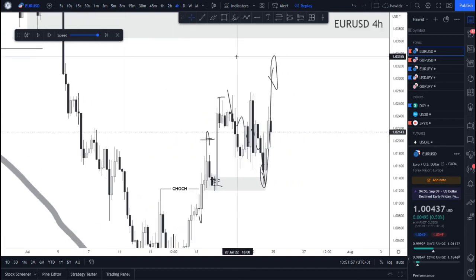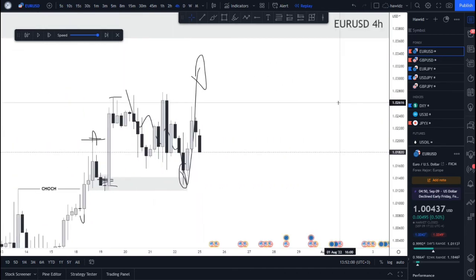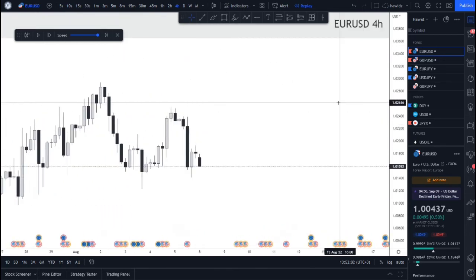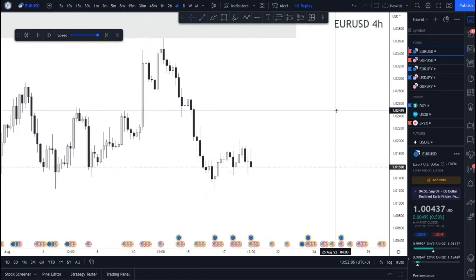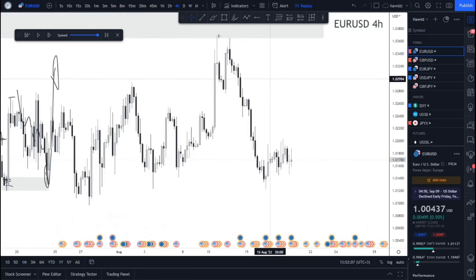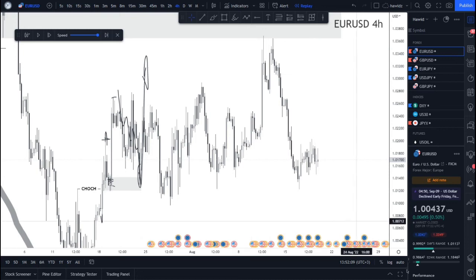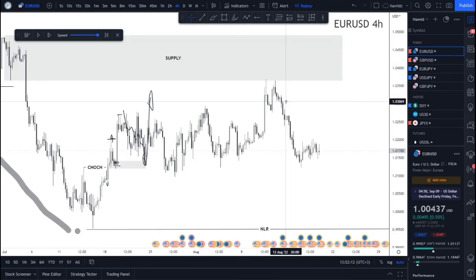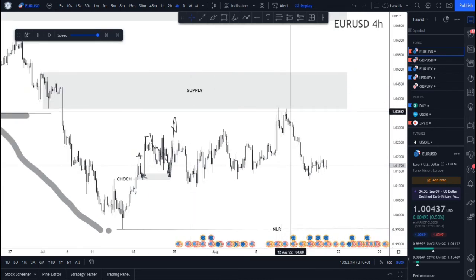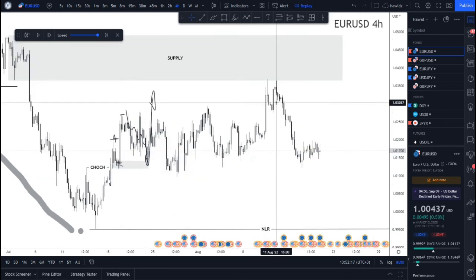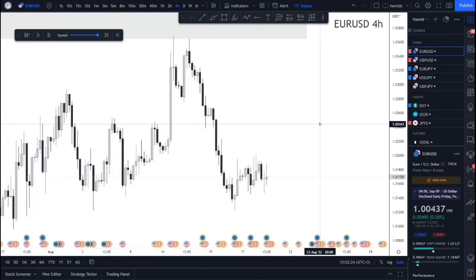Okay, let's go to the forward. So let's see what happens next, right? So price plays around, and boom. Price now comes and touches my area, right? So this was the supply area that we were looking for sells. Now that our supply zone has been mitigated, this portion of imbalances here has already been mitigated.